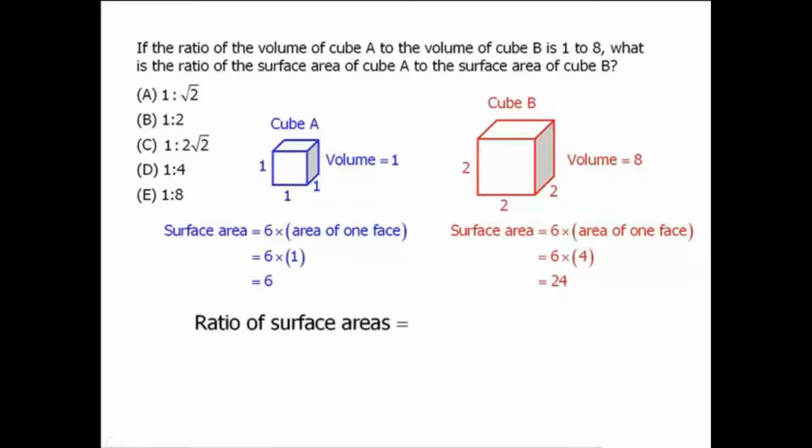Now let's compare surface areas. Our ratio is 6 to 24, which simplifies to be 1 to 4. So the answer here is D.